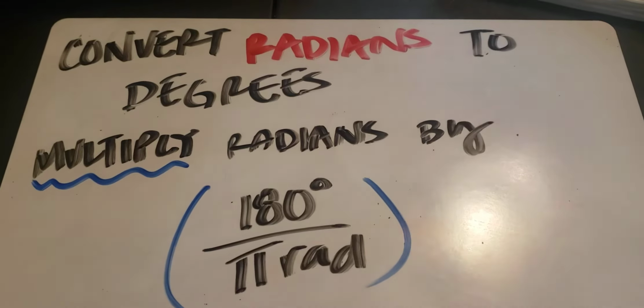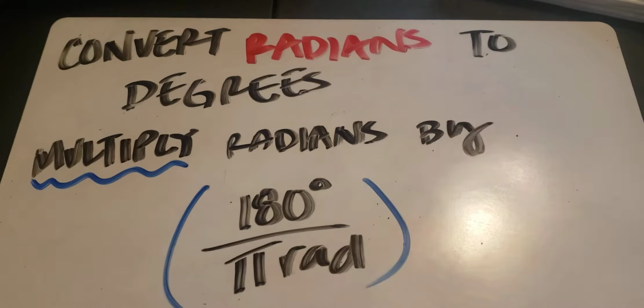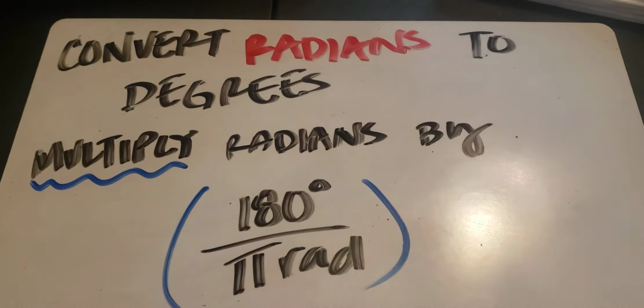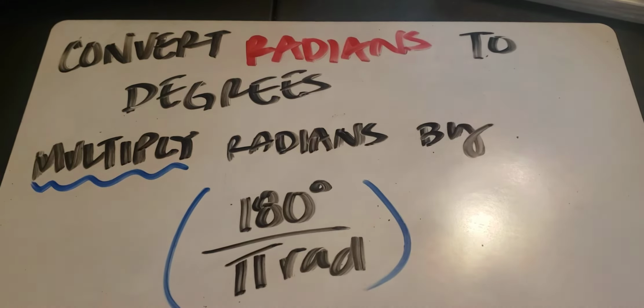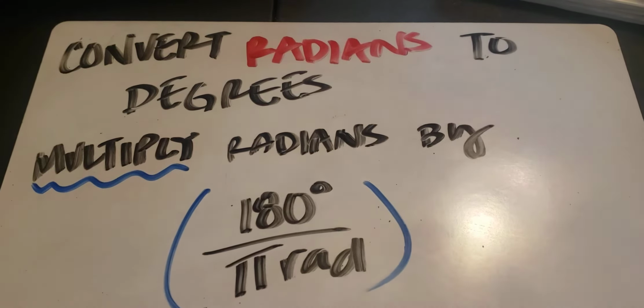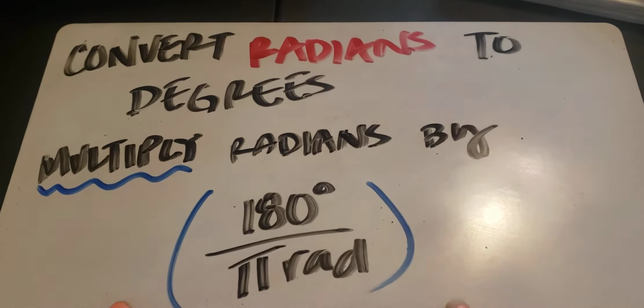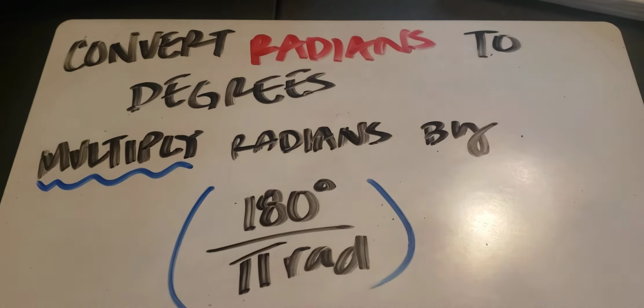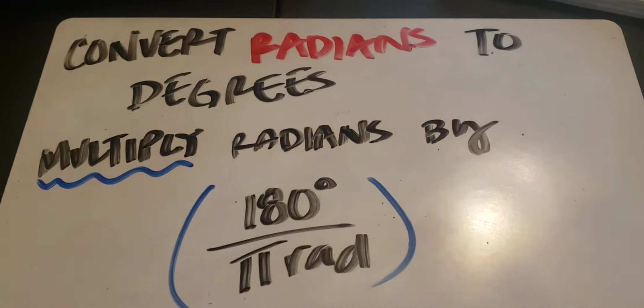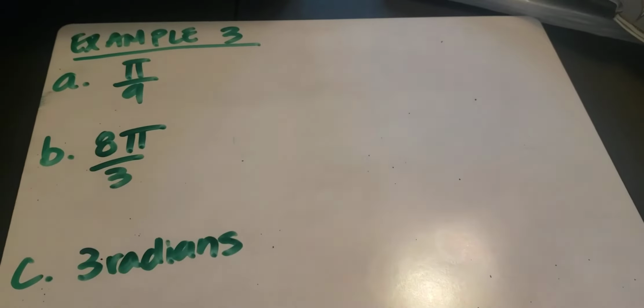All right, boys and girls, now we're moving on to example 3. In example 3, I'm going to show you how to convert from radians to degrees. Again, all you have to do is multiply radians by 180 degrees over pi rad. So it's the reciprocal of what we did earlier, okay? Again, you don't need to use the calculator. It's very simple. So let me start with the first example.